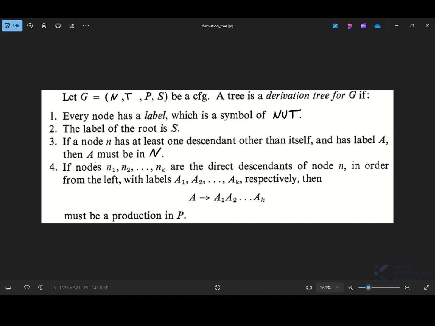And now, number four, the most important one: if nodes n1 to nk are the direct descendants of node n, so you have n and then k descendants, in order from left to right, with labels a1 to ak, then you have to have a production A produces a1 to ak. So you build your tree from productions, basically that's what it's saying.